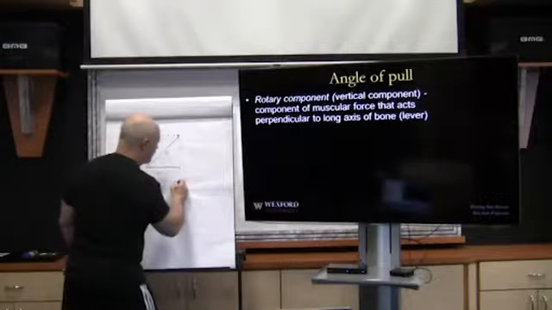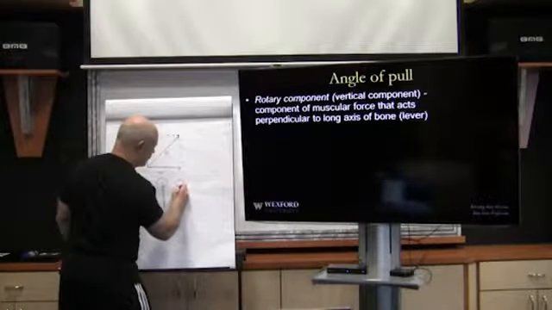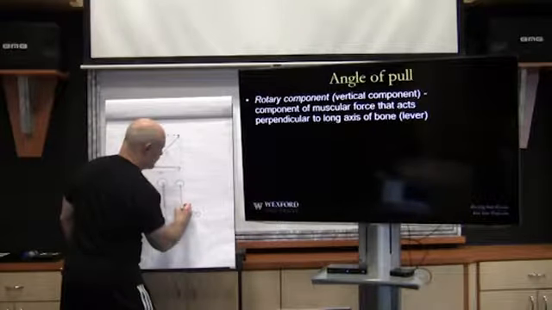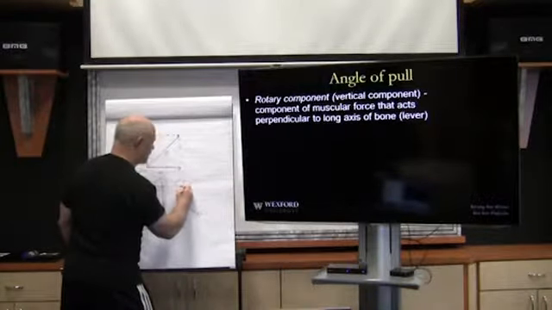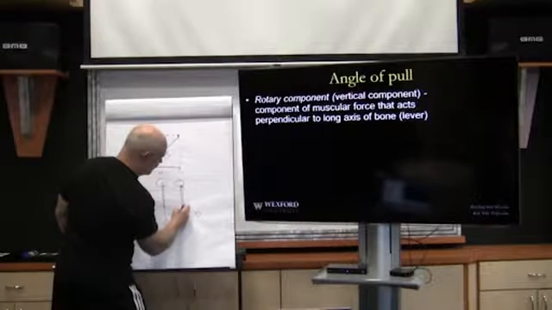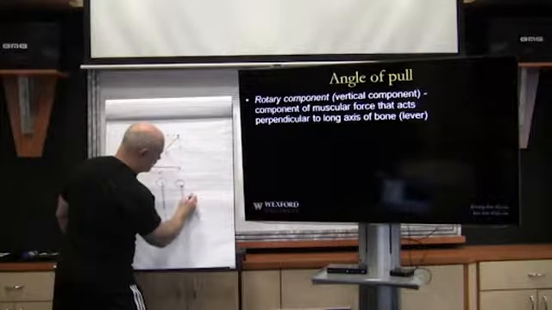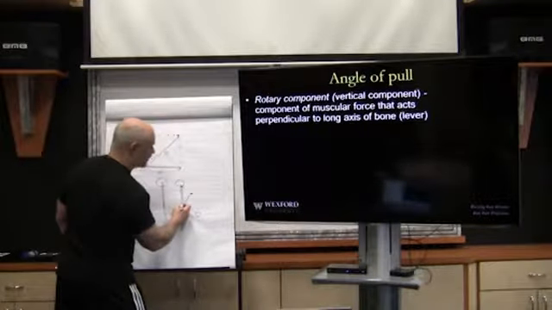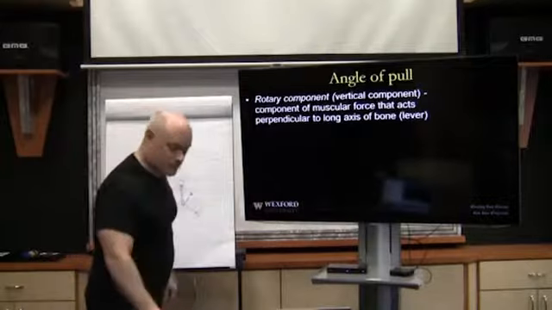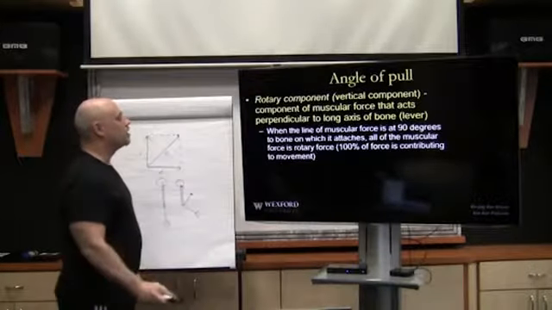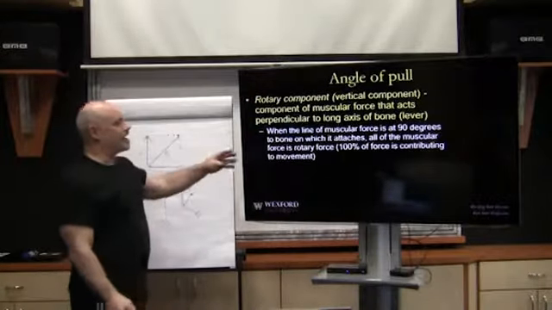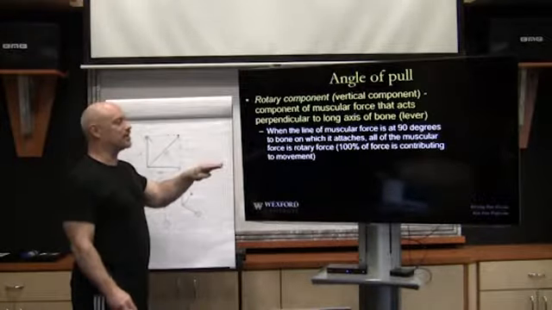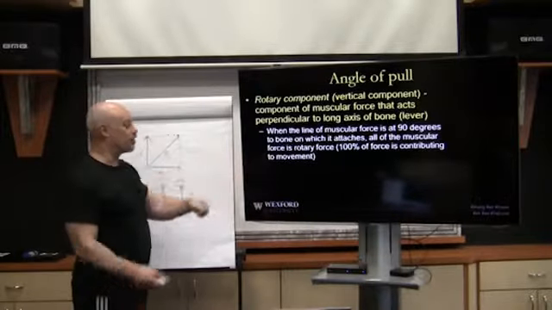But what happens when we bend the elbow just slightly? The angle of pull will change, and that gives that, but the rotary component will be right there. It's always perpendicular to the long axis of the bone that the muscle is pulling on. When the line of muscular force is at 90 degrees to the bone to which it attaches, all the force is rotary force.